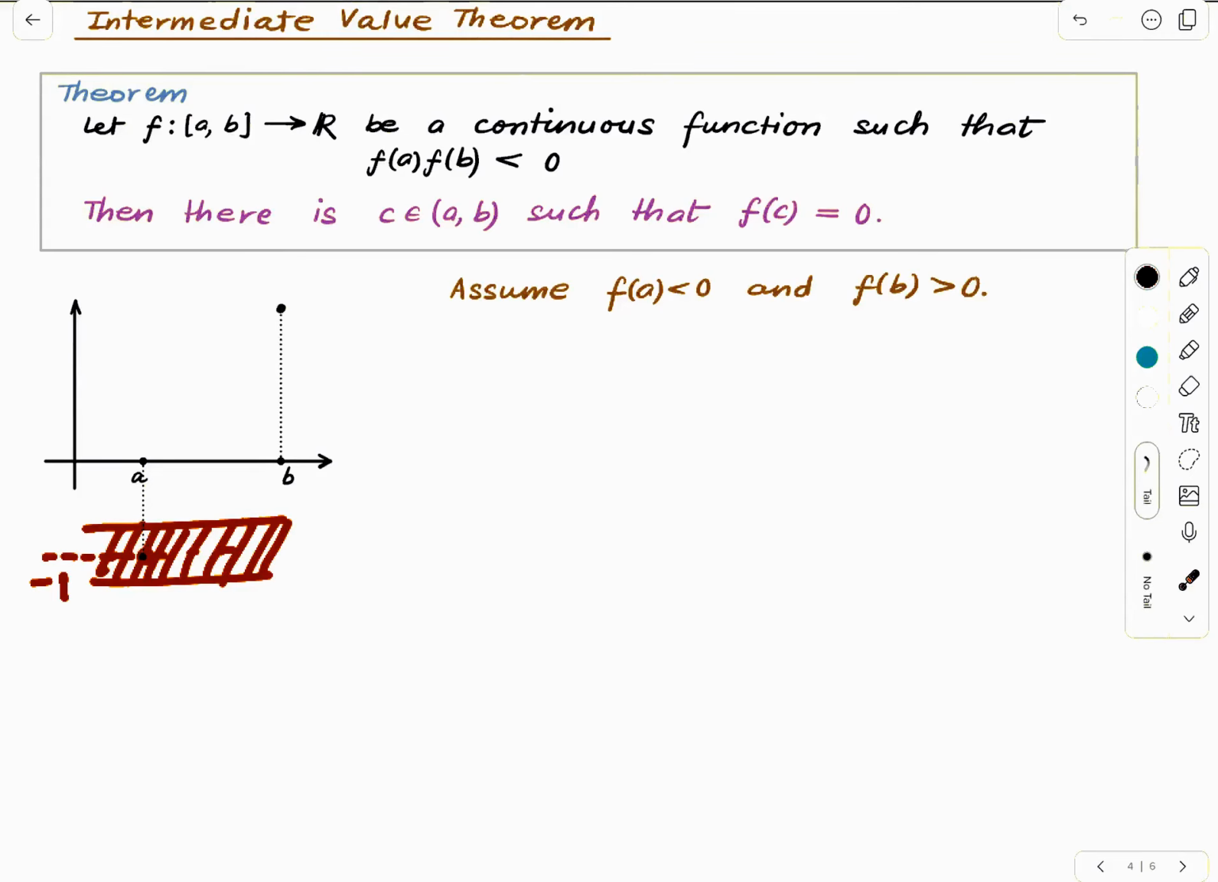Then by the epsilon delta criterion, there is a delta neighborhood around the point A, such that whenever we pick a point in this delta neighborhood, which is also in the domain of the function, the corresponding point in the graph is in this epsilon band, and therefore the function value is between -1 plus epsilon and -1 minus epsilon, both of which are negative numbers.